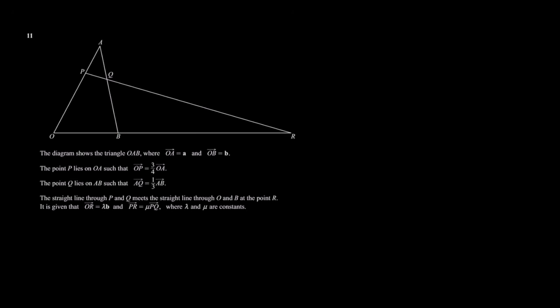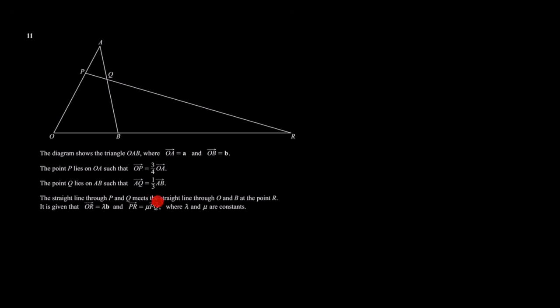And the straight line through P and Q meets the straight line through O and B at the point R, right? So that's a straight line, goes to R. It is given that OR is equal to lambda B, and PR is equal to mu times PQ, where lambda and mu are constants. Now, the first question is we are asked to find the vector OR in terms of the vectors A, B, and mu.